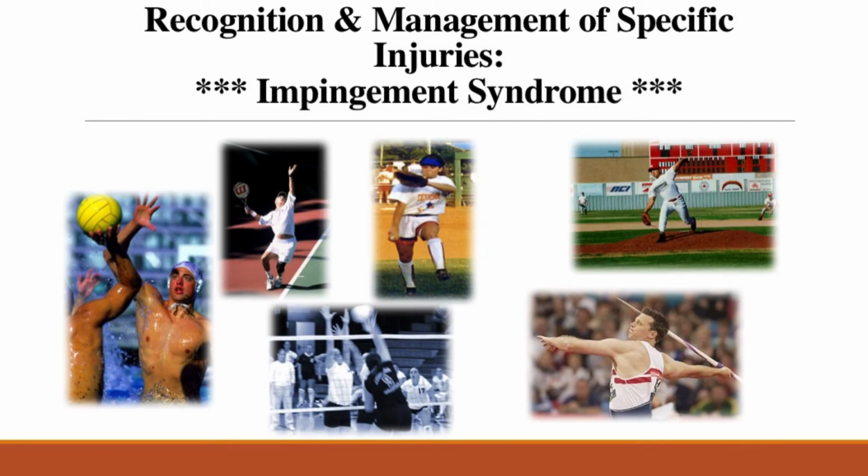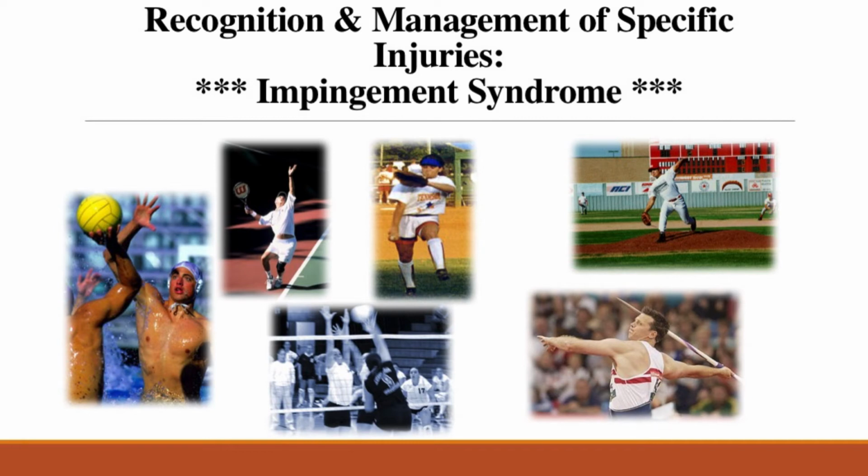Evaluate the pictures on this slide and note how the mechanics involved in each sport are similar in that they require the athlete to raise the arm high over the head. This mechanism is one of the most common for impingement syndrome. In impingement syndrome, the biceps tendon, supraspinatus, and subacromial bursa become impinged under the coracoacromial arch. This arch is large enough to handle these structures.